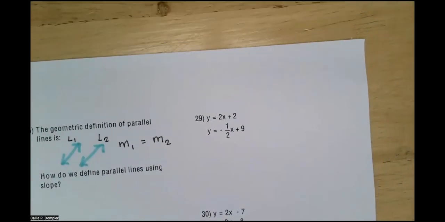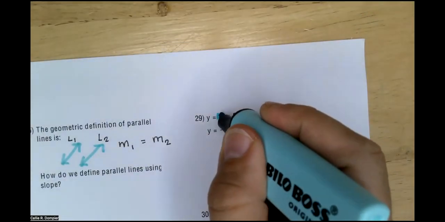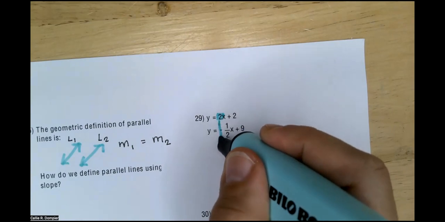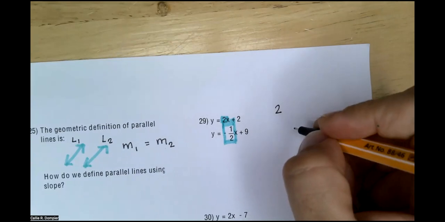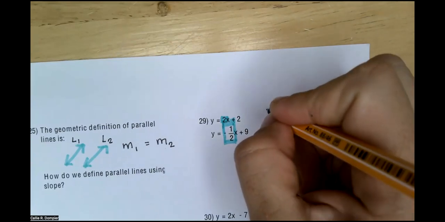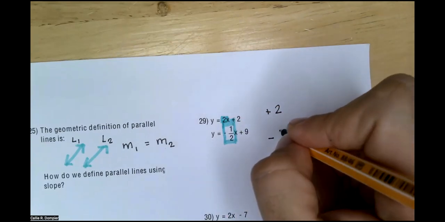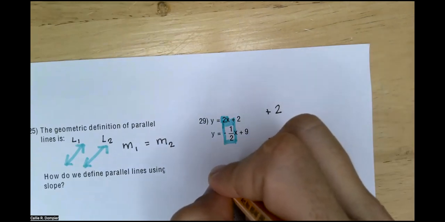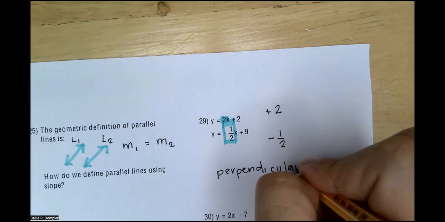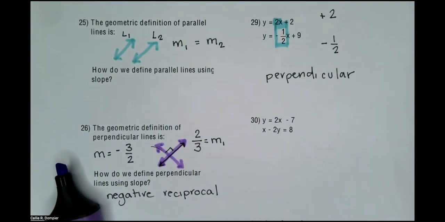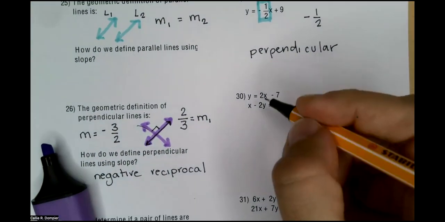Here we have +2 and -1/2. 2 is positive, so the negative reciprocal is going to be negative. 2/1 becomes 1/2. These slopes are perpendicular. Good.